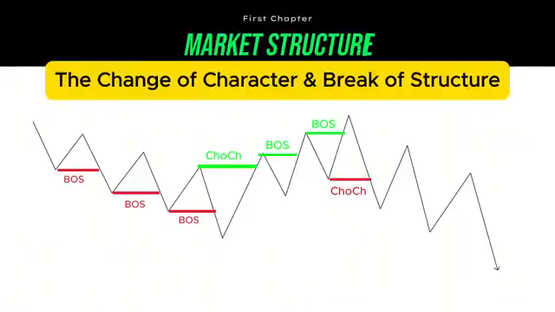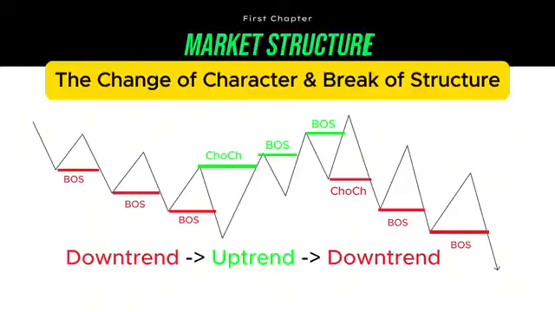So it essentially printed a change of character, and the confirmation of the reversal happens when the price pulls back again to the upside, doesn't manage to break the highs, and instead it breaks the lows. So this creates a bearish break of structure, and the market has essentially reversed again. So this is a presentation of how a market can shift from a downtrend into an uptrend and into a downtrend again.